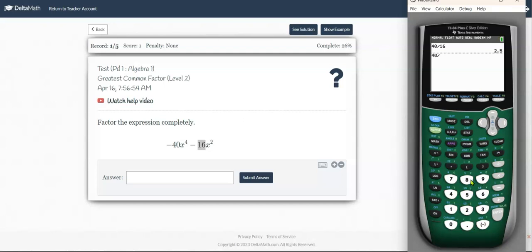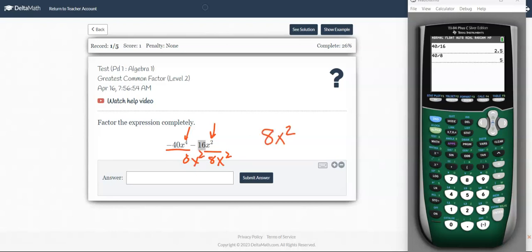40 divided by 8. So you know that if I divide by 8, I remain with a 5. If I'm dividing everything by 8, and then I look at my variables, I have 4 x's here, but only 2 x's there. So the most the second term can give away is 2 x's. So 8x squared is my GCF. What remains after I divide here is negative 5x squared minus 2, and there are no x's left. 8x squared times 5x squared minus 2.